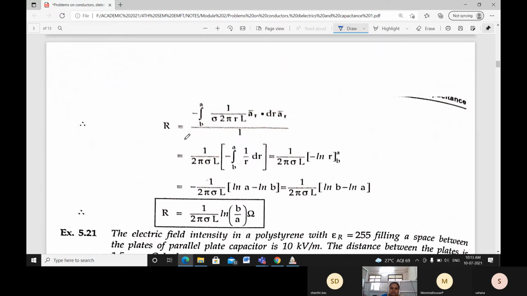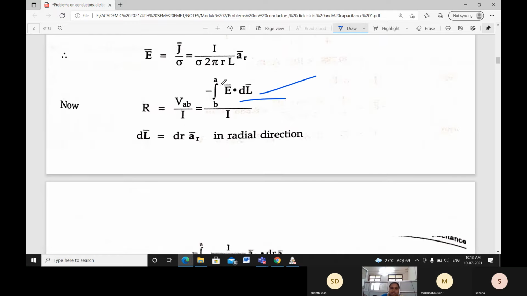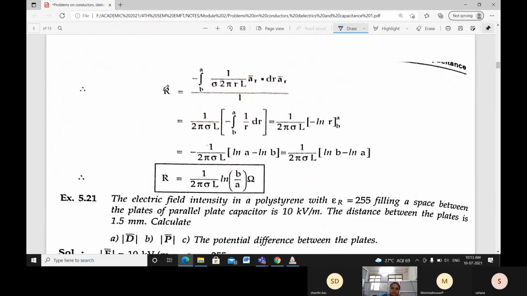Then for the equation of R, just substitute E dot dl. E we already know, multiplied with dl. Therefore, R is going to be equal to minus integration B to A of I divided by sigma 2 pi r into L a_r dot dr a_r. a_r dot a_r is 1 only. Which term is going to be varying here? It is going to be 1 by r only. Everything else is constant, so I will take all the constant factors out, that is I divided by 2 pi sigma L. Therefore, remaining is minus integration B to A of 1 by r into dr.